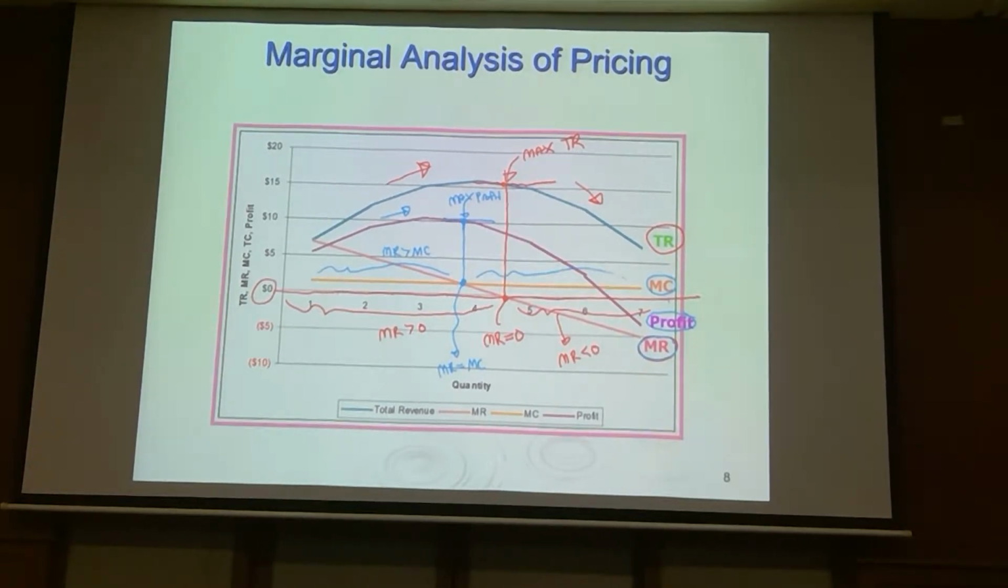On the other hand, if we are on the right of the intersection, marginal revenue is below marginal cost, so your profit is going to fall. That is the relationship between marginal revenue, marginal cost, and profit. We use the information in the table on the previous page to plot these curves so that we can see the relationship between marginal revenue, total revenue, marginal cost, and profit. That is basically the relationship between them.